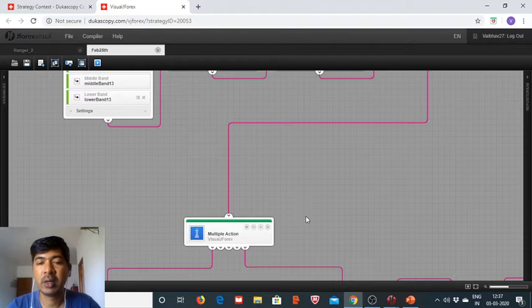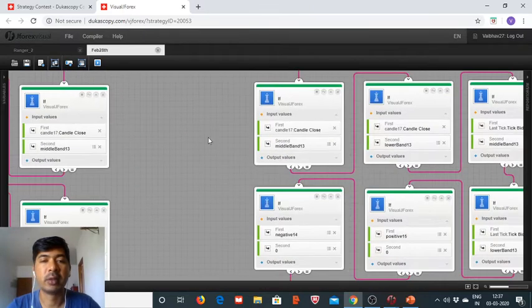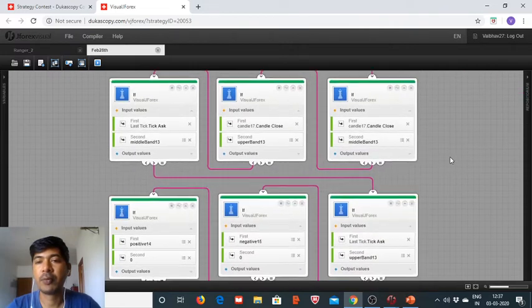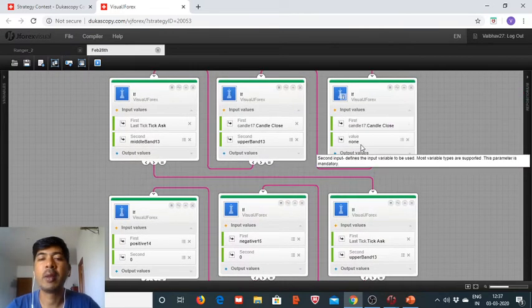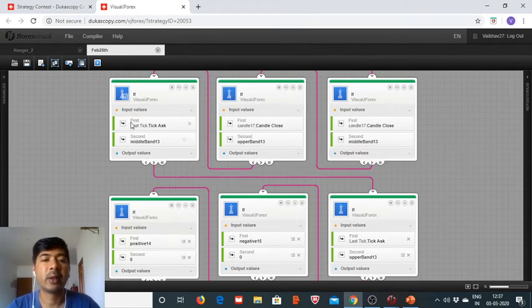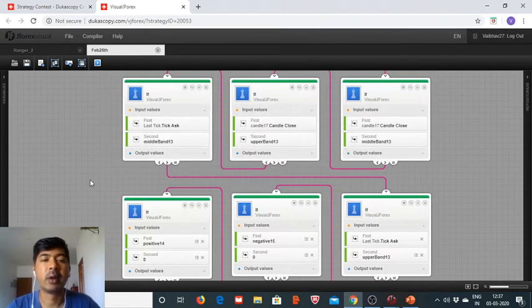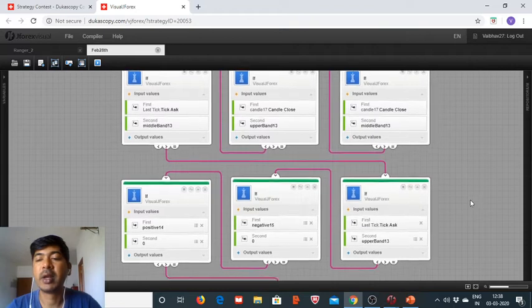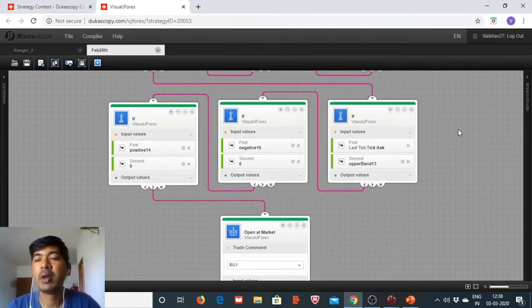So here we have done this buy setup. The last candle close should be above the middle band, and the candle close should be below the upper band, and the last tick price, that is just before the order gets executed, should also be above the middle band. This has been put in to make sure that not much of a deviation is there from our desired entry level when the order gets executed.